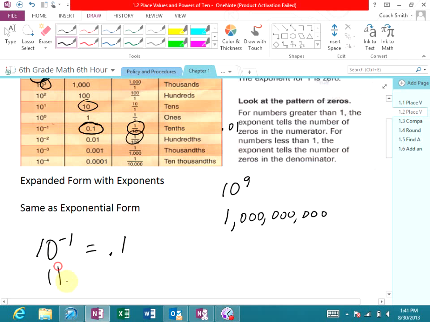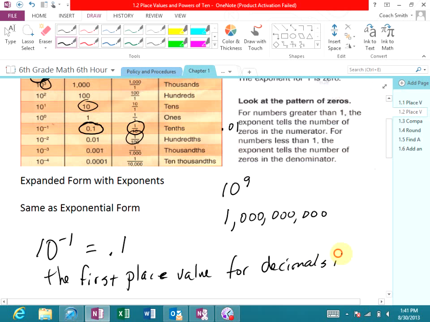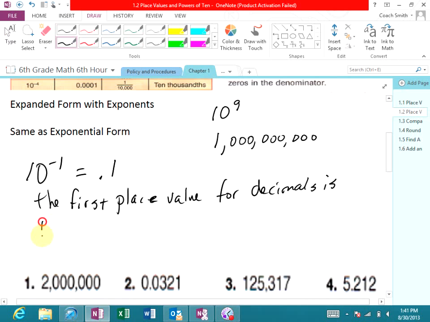Because the first place value for decimals is the tenths. Okay? So those of you right now that are just staring at the screen, you're supposed to be writing that down because I just wrote it down. You don't have to write the table down. But remember, anything I write down, you need to write it down. 10 to the negative first is equal to 0.1 because the first place value for decimals is the tenths. We skip the ones because there aren't any. Yes, that is 0.1.